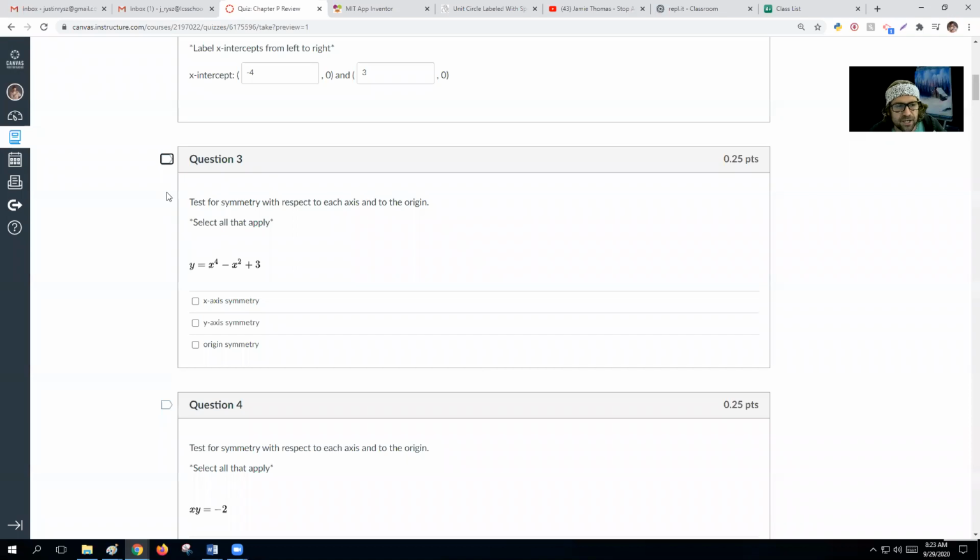Okay, here we go. Next, we're checking for symmetry. First, the x-axis symmetry. How we do that is we go through and make the y negative, and we see if we get the same equation. Well, if the y was negative, to make this back to a positive y, I'd have to change the signs on everything else. So it would be a negative x to the fourth and a positive x squared and a negative 3. Okay, so it is not x-axis symmetry.